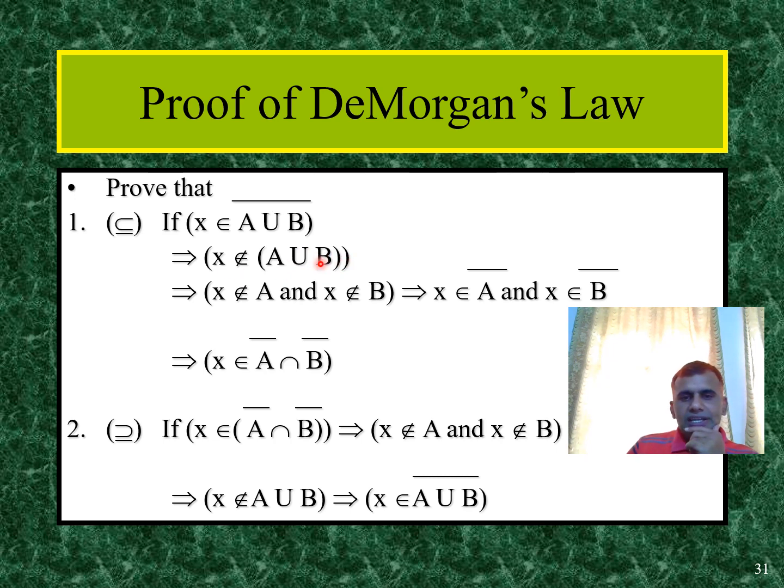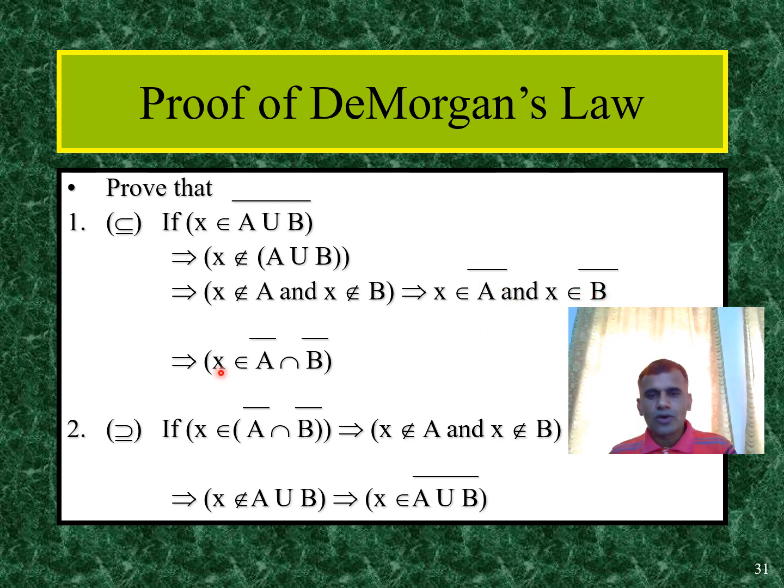This means that if X is not in the union, then it will not be in both the sets. X does not belong to A as well as X does not belong to B. So we'll write X does not belong to A and X does not belong to B. Now X does not belong to A means X belongs to A bar, that is the complement of A. Similarly, X does not belong to B means X belongs to B bar or B complement.